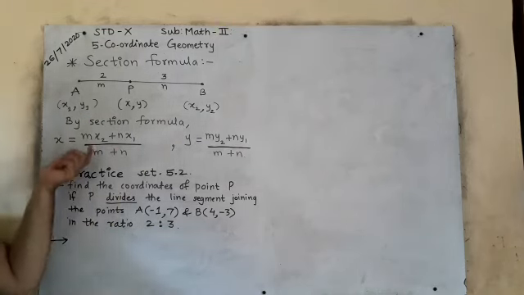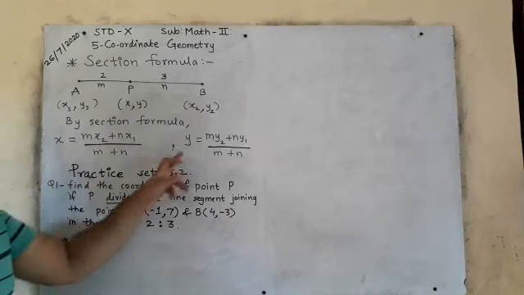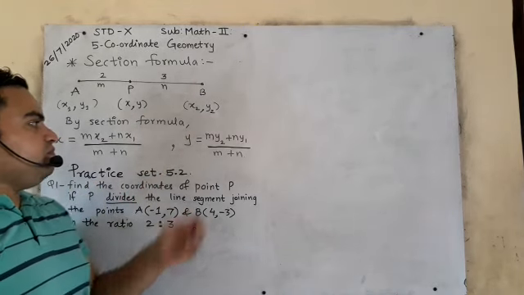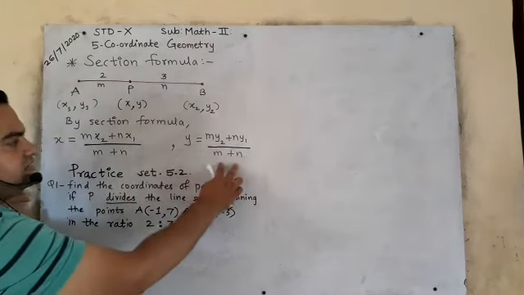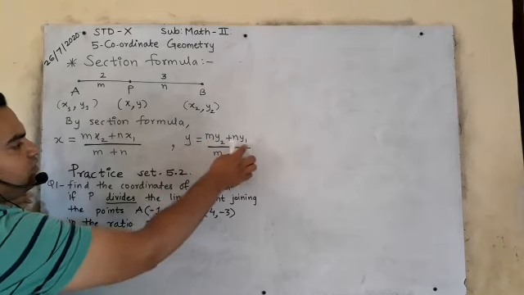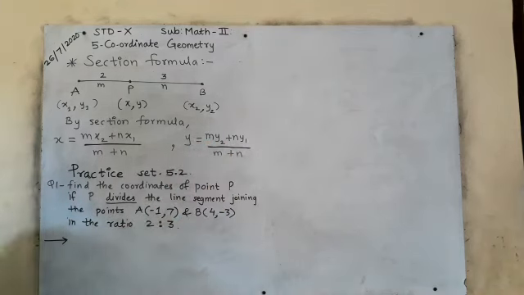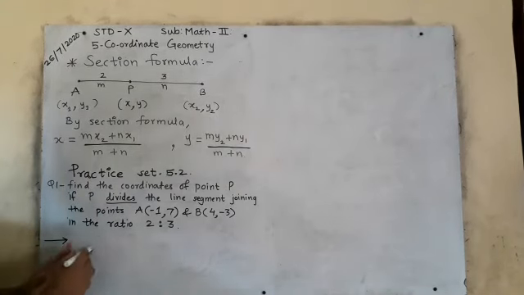Is it clear? So x you will find by solving this. Coordinate of y you will be getting by solving this: my2 plus ny1 upon m plus n. I hope you understood. This is the section formula. Is it clear?